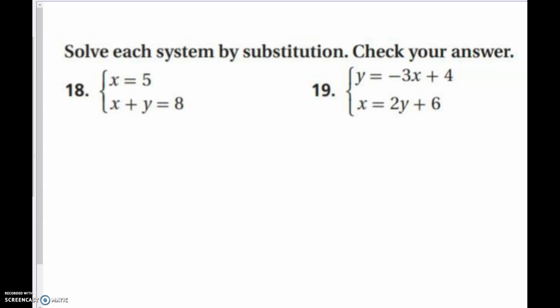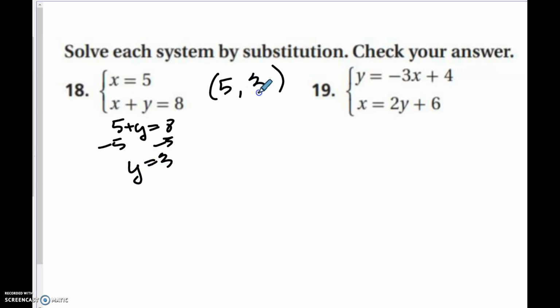All right, then if we solve this system, well, x is 5, so we know x is 5, so I already have half my answer. It's 5 comma something, so I'm going to put a 5 in here. 5 plus y equals 8, subtract 5, and y is 3.